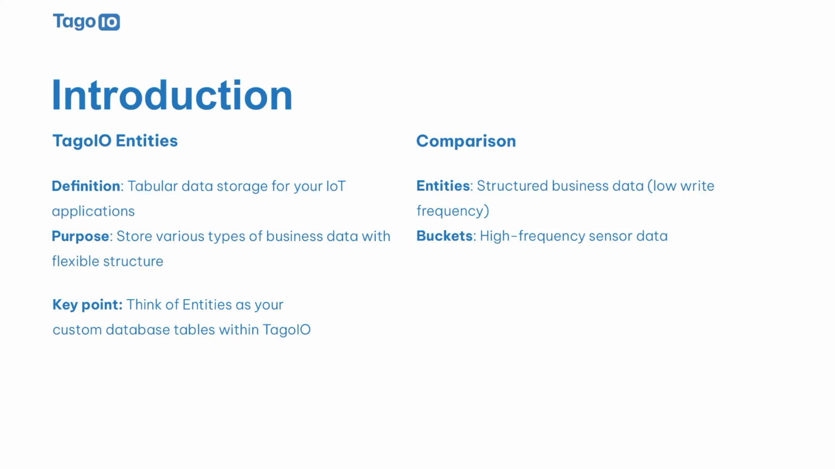So without further ado, entities are basically tabular data, so you can think of it like a SQL database, but without the SQL part of the database. So you will be able to organize your data in tables and set up the columns and which type each column is based on which information you want to insert on it.